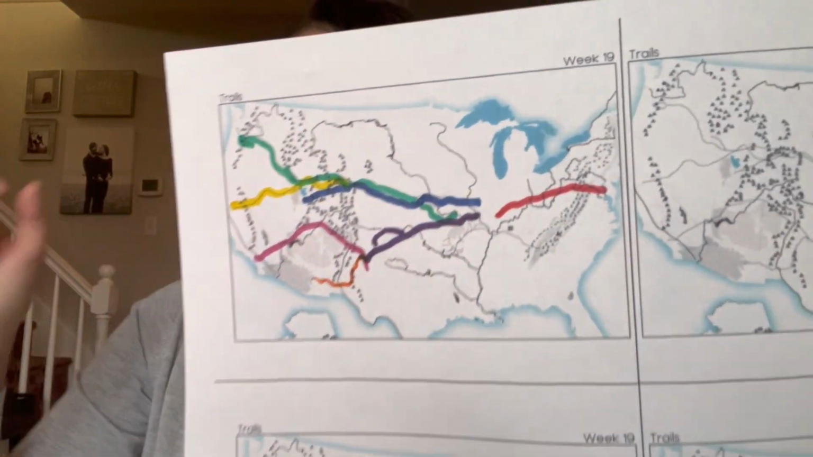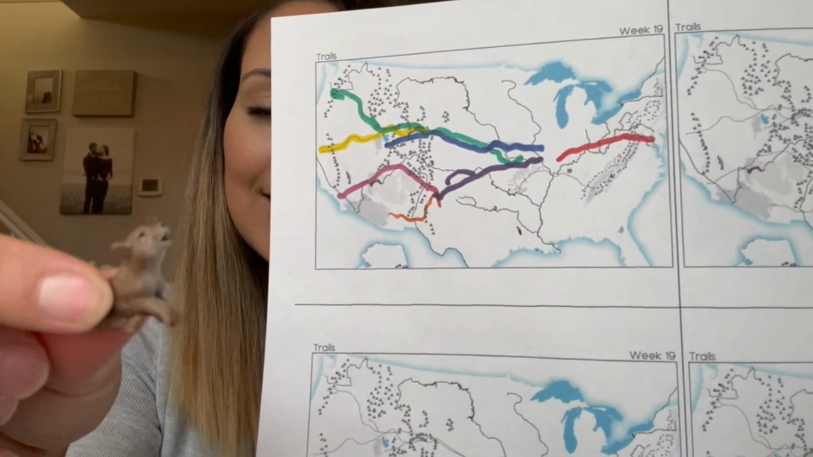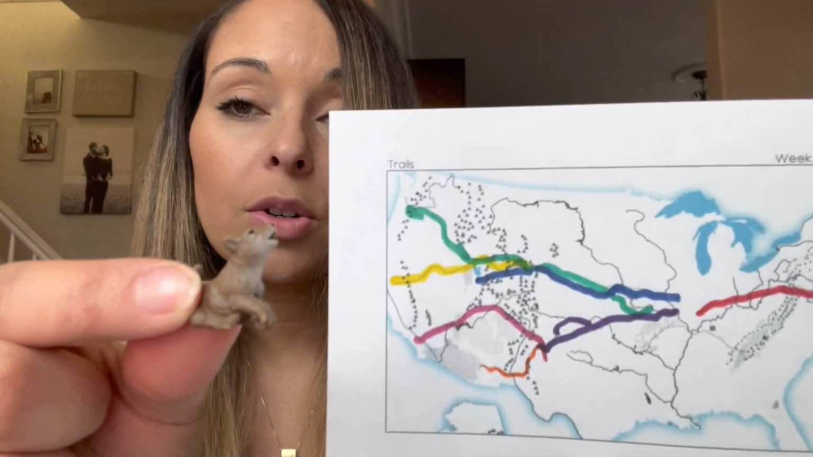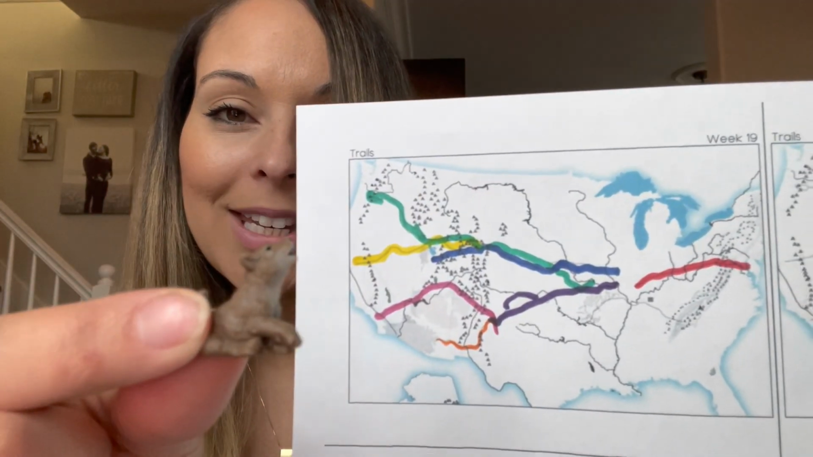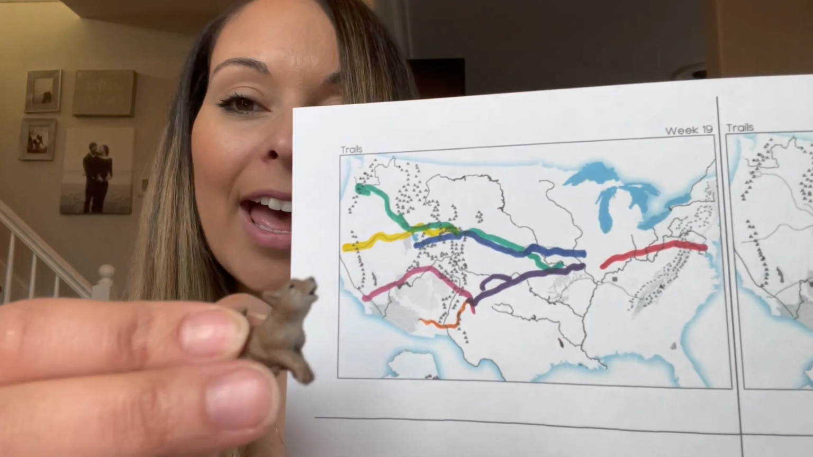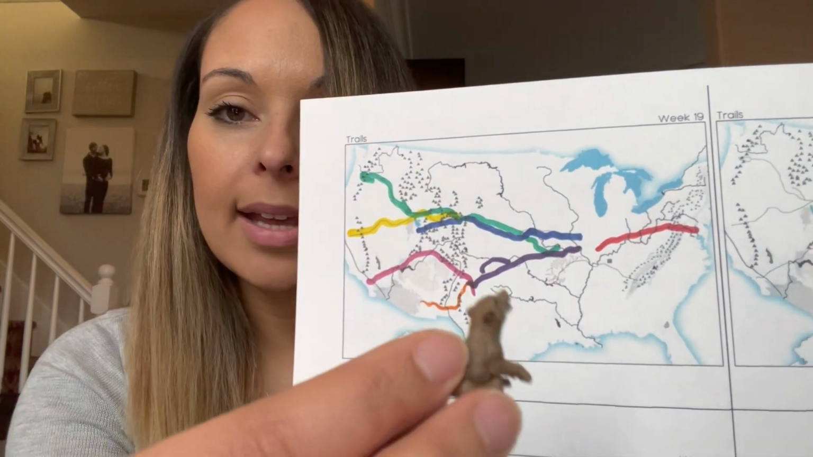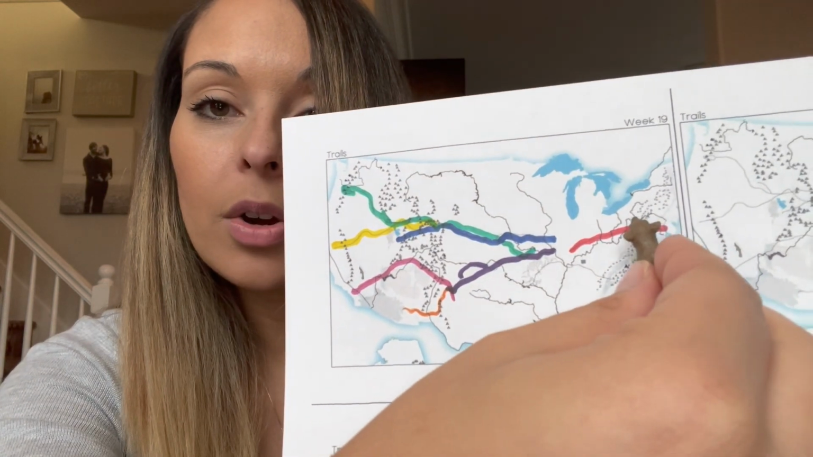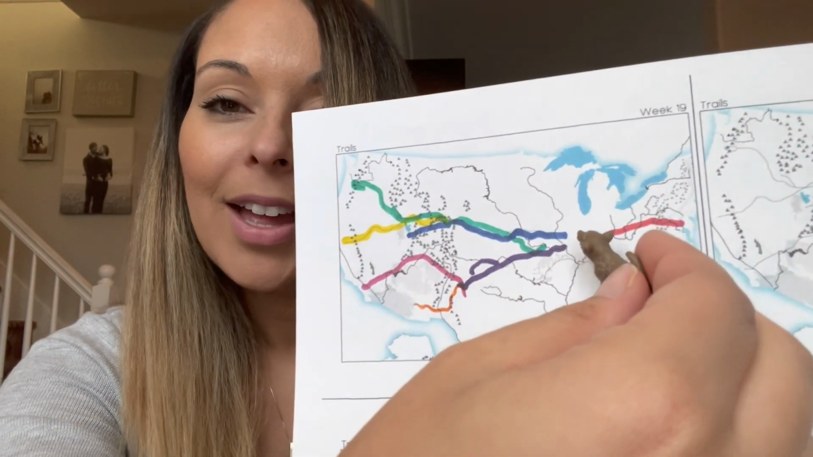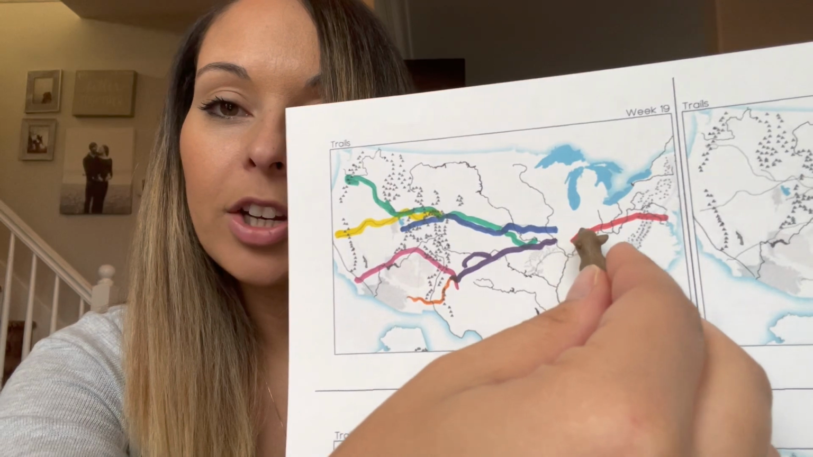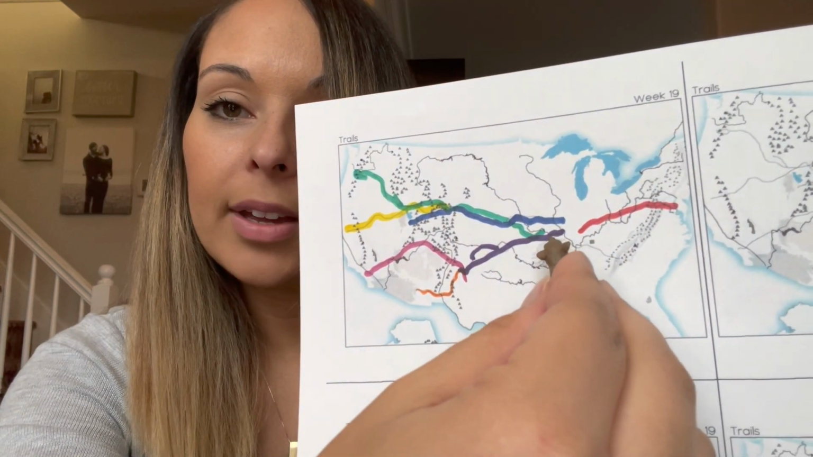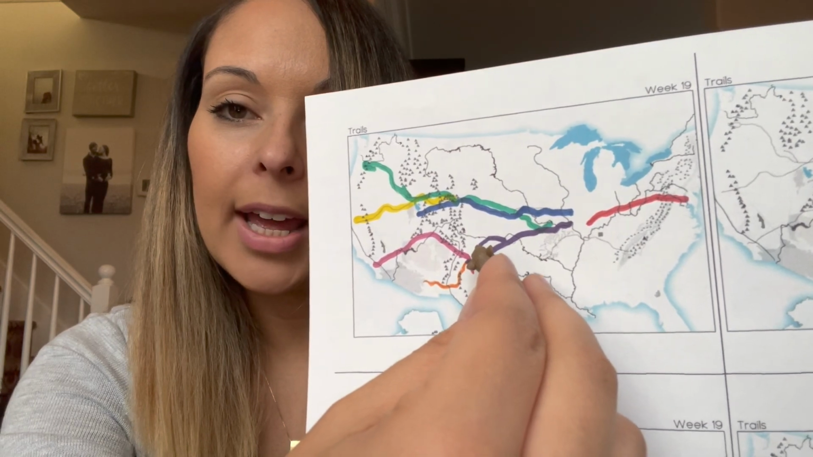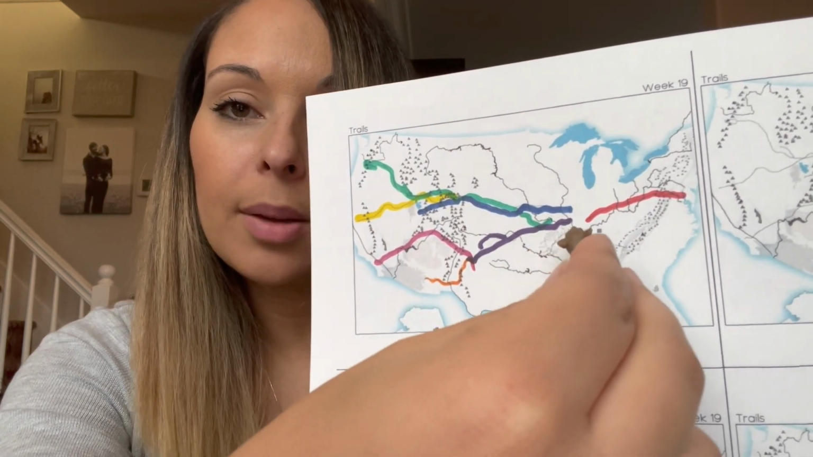Okay, so for class, what we did is we had these little guys. And we had a little hiking companion, and we hiked around the country. So my hiking companion today is this little doggy, and we just sat on the trail. So we're hiking down the Cumberland Road. And then from there, we're gonna jump on over to the Santa Fe Trail here in purple. That was a long hike. And we're gonna take it up here to the Mormon Trail.